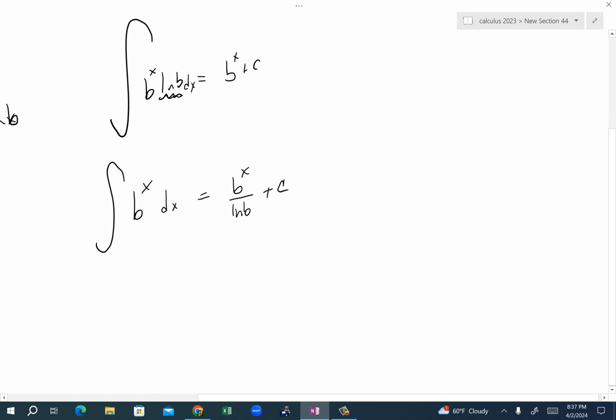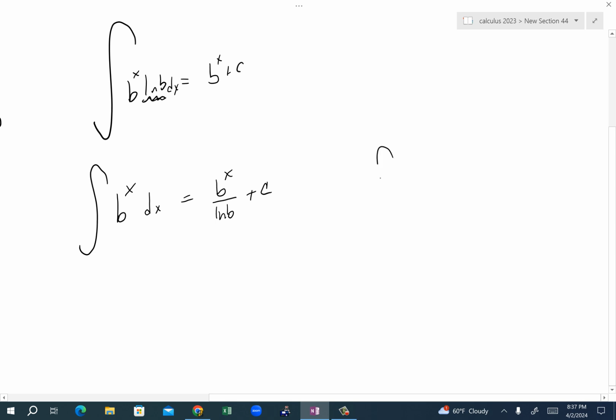Now you're like, does this work for e, Groom? It sure does. Because the antiderivative of e to the x is e to the x over the ln of e. But the ln of e, last I checked, was 1. So there you have it.